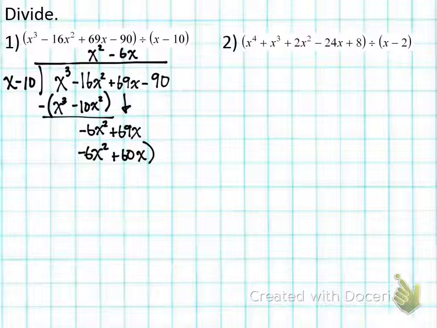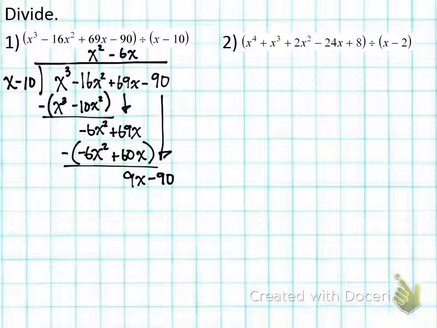And then I have to put parentheses around that answer, subtract it. And really the goal is to cancel the first 2 terms out. So negative 6x squared minus negative 6x squared cancels out. 69x minus 60x is 9x. Okay, bring down the last term, which is negative 90.